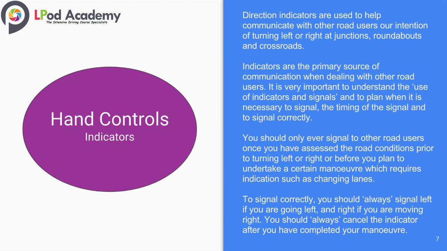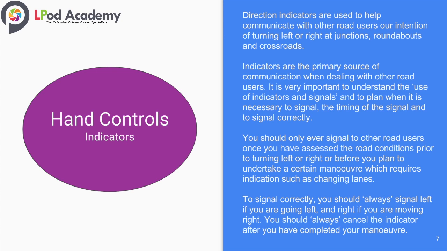Hand controls and the indicators. Direction indicators are used to help communicate with other road users our intention of turning left or right at junctions, roundabouts and crossroads. Indicators are the primary source of communication when dealing with other road users.